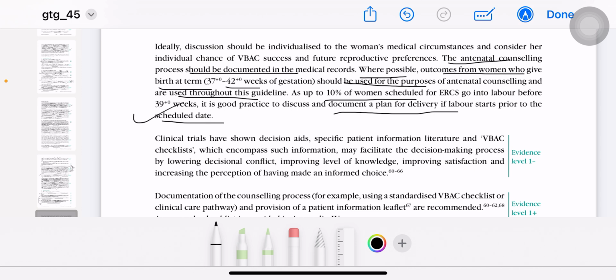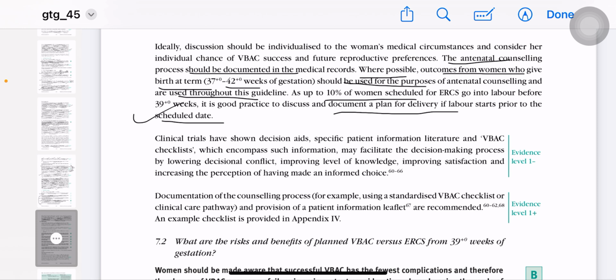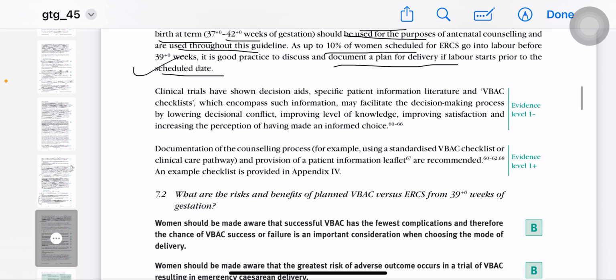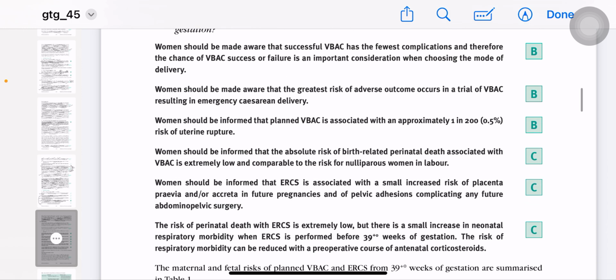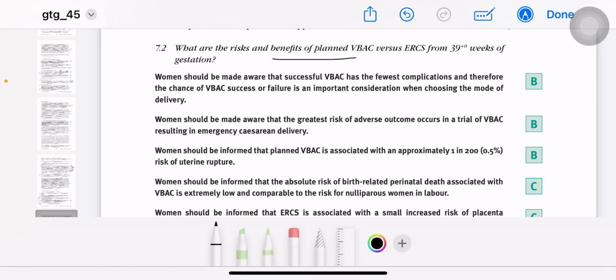And you have to tell the patient that if she is planned for a cesarean section directly, and labor may start before the schedule, she should come immediately to the hospital. What are the risks and benefits of planned VBAC versus emergency cesarean section from 39 weeks of gestation?